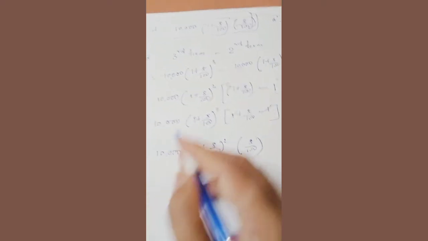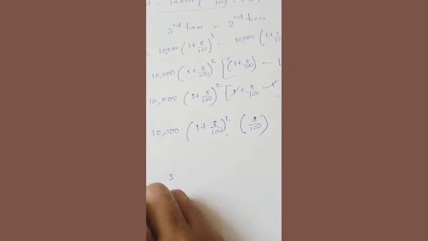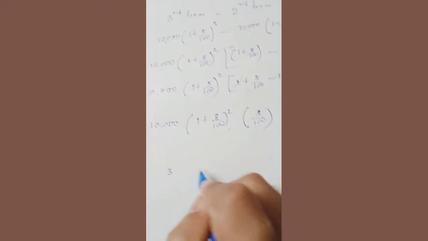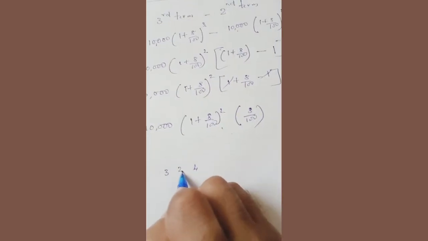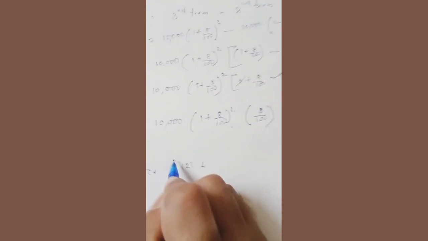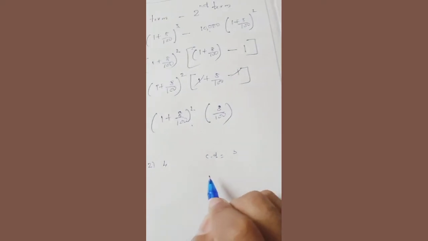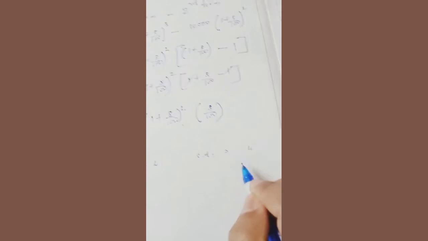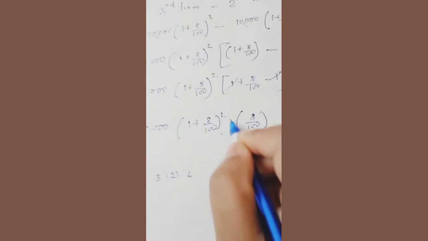How does it change? Let us consider 10,000 as 3. To give you an example, I am considering 10,000 as 3 and 8 by 100 as 4, and 1 plus 8 by 100 as 2. Hope that you can understand here. This is the common difference in the first case. What is the common difference in the second case? 10,000 as 3 and 8 by 100 as 4. Now 1 plus 8 by 100 as 2, we know that, but here the power is 2.